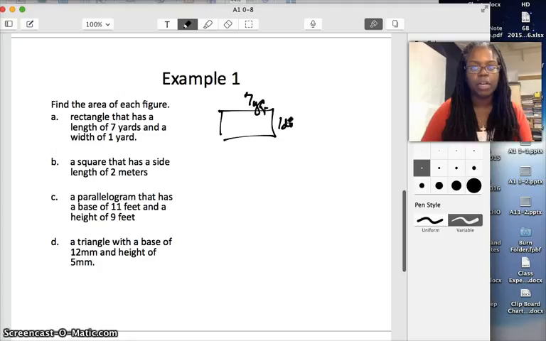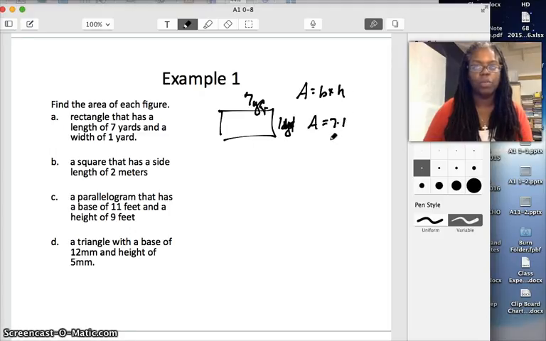I'm going to let it go. And the width is 1 yard. The area is going to be base times height. So area is equal to base times height. The area of this rectangle is going to be 7 yards, but we say square because we're talking about how many square yards would be in that particular space that we're discussing.